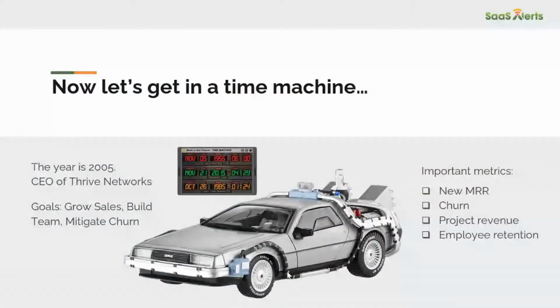So the year's 2005. I'm CEO of Thrive Networks, and the board comes to me, and I'm a young CEO, and they said, Jim, we want you to focus on growing sales. We want you to build a team for scale, and we want you to do everything you can to mitigate churn. So I'm like, okay.